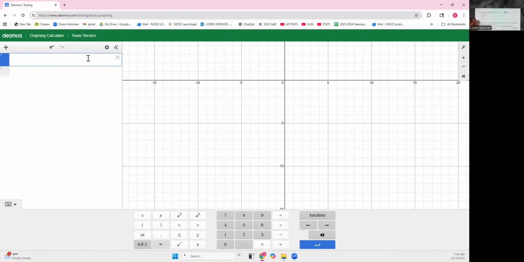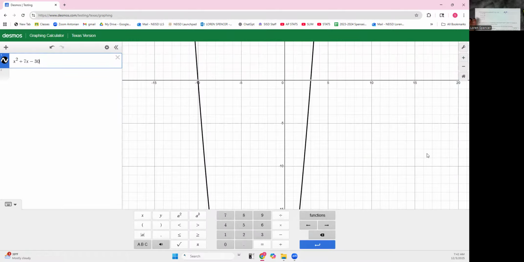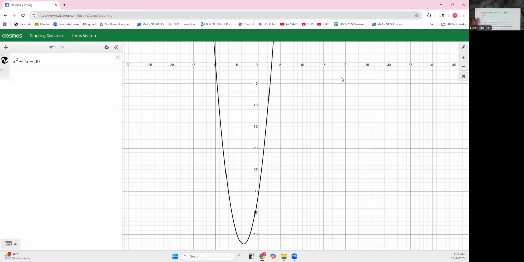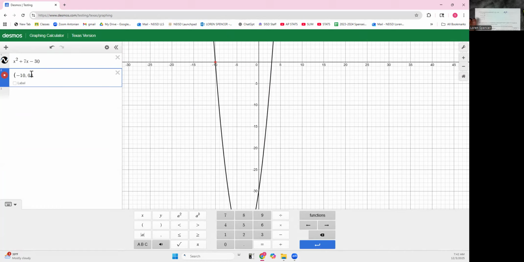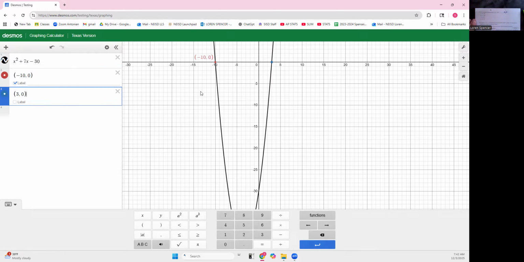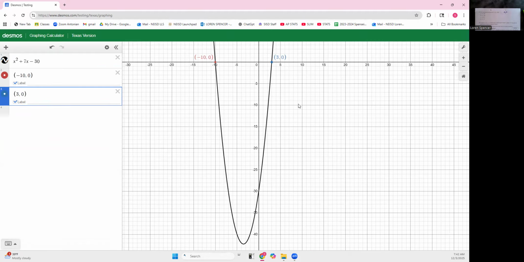This is one you have to get right. This is super important. So we're going to go x squared plus 7x minus 30. Okay, so there's my graph. I'm going to zoom out just a little bit so we can see the whole thing. And what we're looking for is we need to cross there. I'm going to label that point. Or we can cross here. It doesn't matter which one, but we have to hit one of those points perfectly.